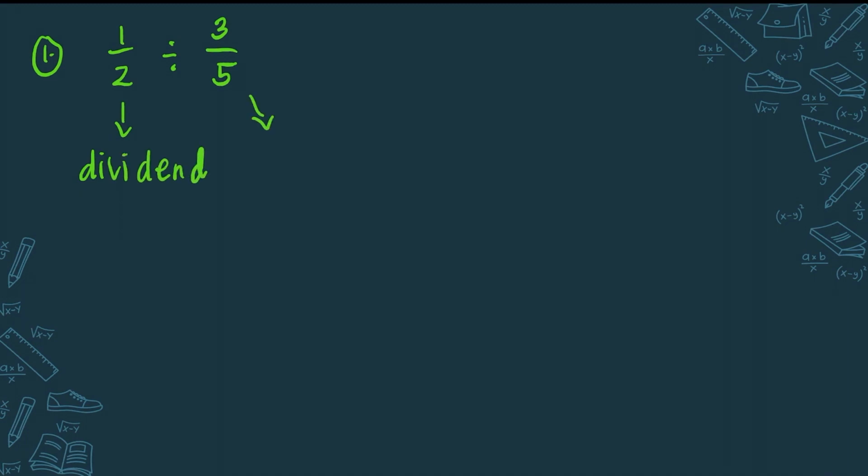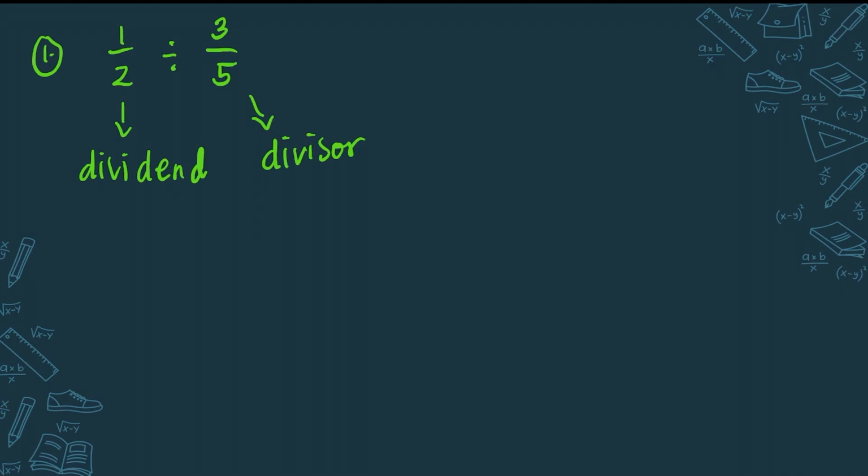When we are dividing fractions, the first thing that we have to consider is to identify which is your dividend and which is your divisor. So for instance, you have 1/2 divided by 3/5. So your 1/2 is your dividend and 3/5 is your divisor. The fraction after the division symbol will be your divisor. And the first fraction, the fraction that you're supposed to divide, is your dividend.